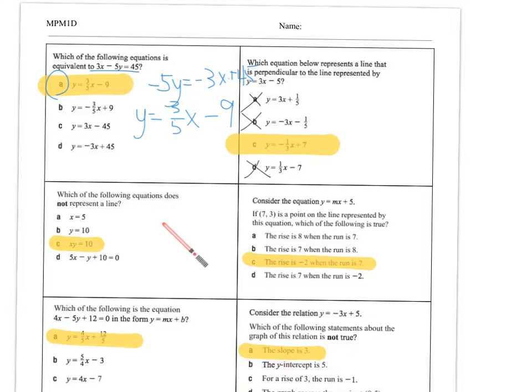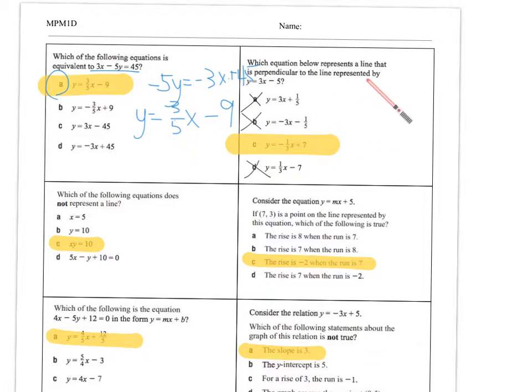Which of the following equations doesn't exist? So we know that x equals 5 is a vertical line going through 5. Y equals 10 is a horizontal line going through y is 10. And we also know that here, 5x minus y plus 10, because the x and the y don't have any exponents, they're not going to be anything funky. And in fact, you could just graph all 4 of these and see what happens. And you're going to find out that C is not a line.